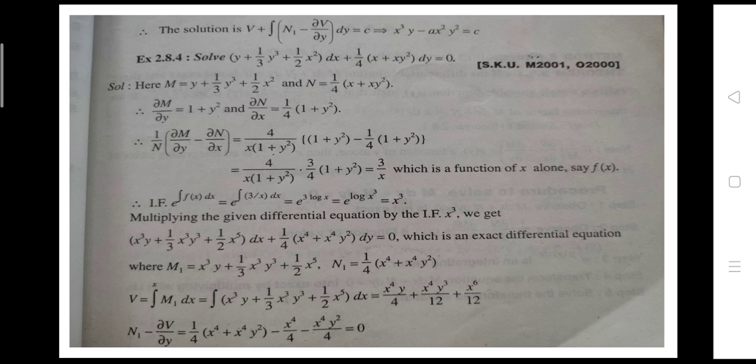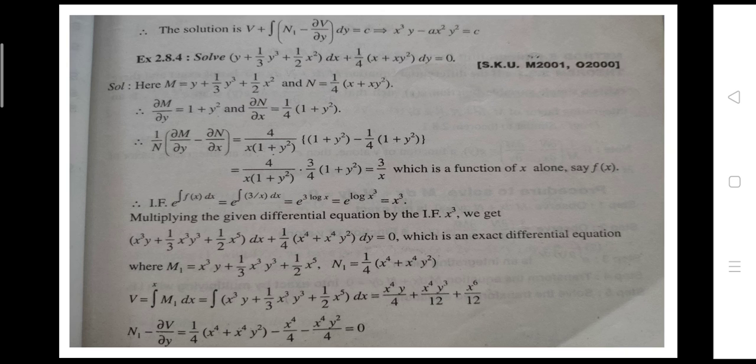Now differentiate M with respect to y, we get 1 plus y². Differentiate N with respect to x, we get 1/4 (1 plus y²). So both are not equal. If it is not equal, it means it is not exact. If it is not exact, we need to find (1/N)(∂M/∂y minus ∂N/∂x).